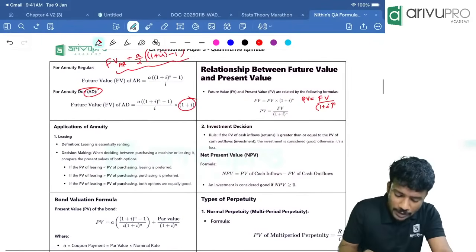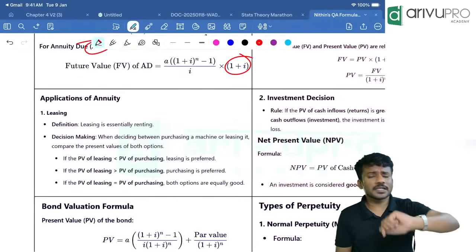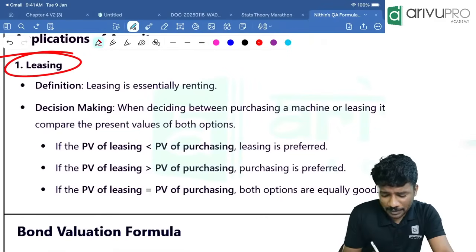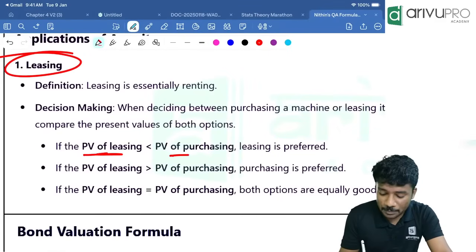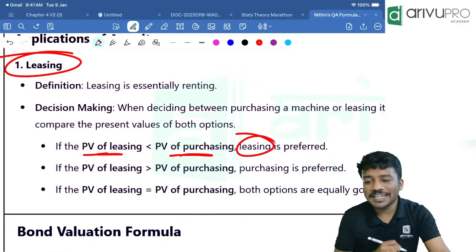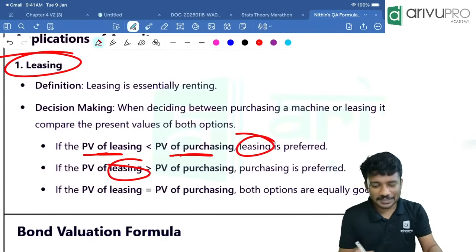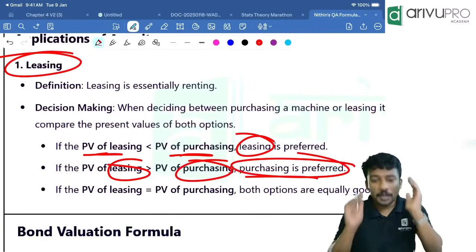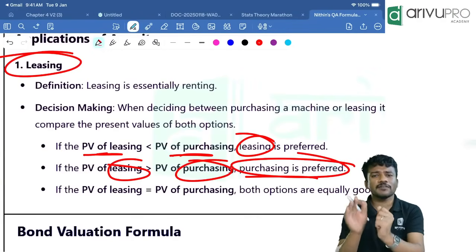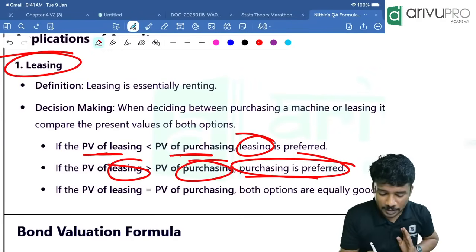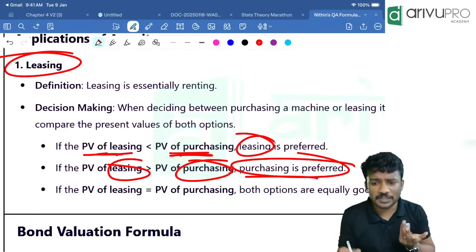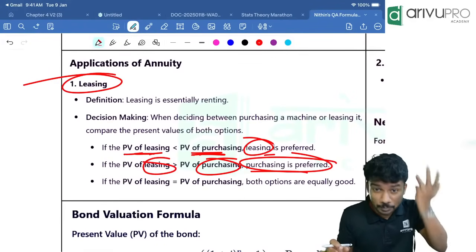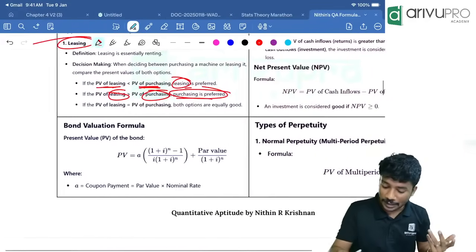Okay. Now, next one. Application of annuity. First application is nothing but leasing. Leasing means what? If the present value of leasing is less than the present value of purchasing, what is preferred? Leasing is preferred. If the PV of leasing is greater than the PV of purchasing, purchasing is preferred. Basically, whichever PV is lesser, you will consider that. That is the basic thing.